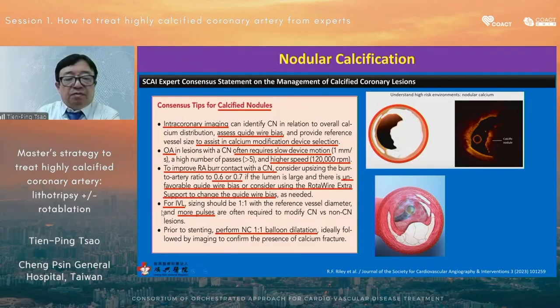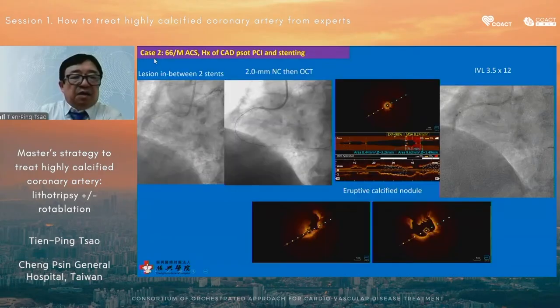So for IVL, probably for the nodular calcification lesion, we need more pulses to treat the lesion. After the IVL, we can perform the one-to-one NC balloon dilatation just to check if the lesion can be dilated. So this is an example.